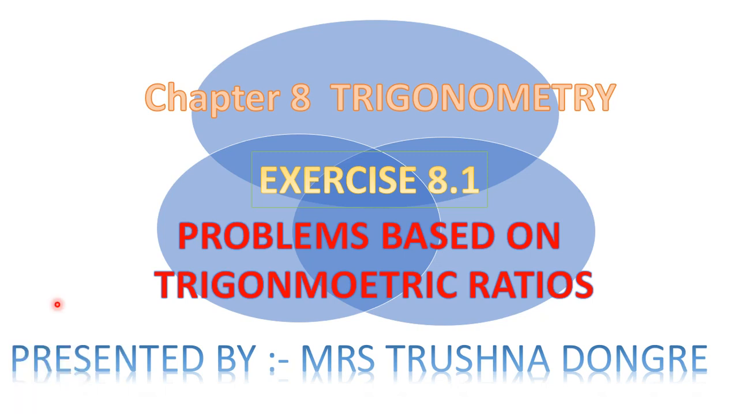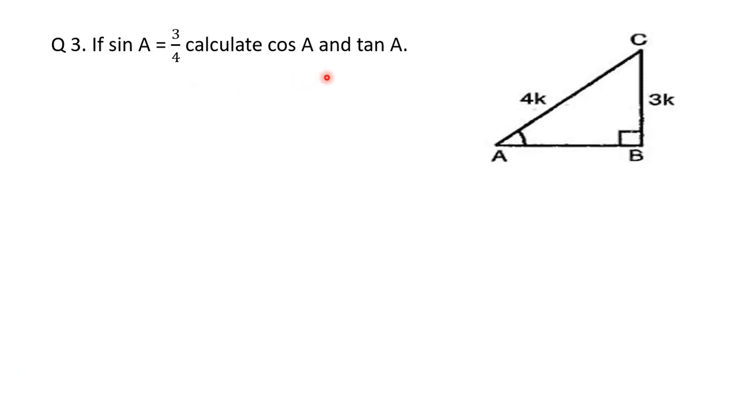Hello students, today in this session we will solve the problems of exercise 8.1 based on trigonometric ratios, chapter number 8, class 10th, trigonometry. So let's start. As in the previous session we learned the trigonometric ratios, so today in this session we will apply them. The third question says sin A is 3 by 4, then calculate cos A and tan A.